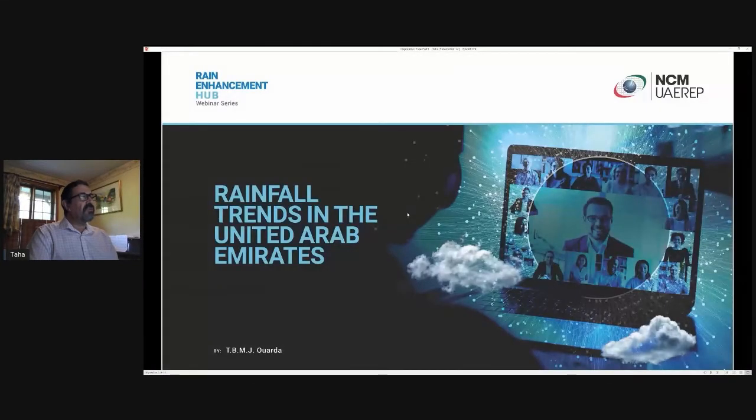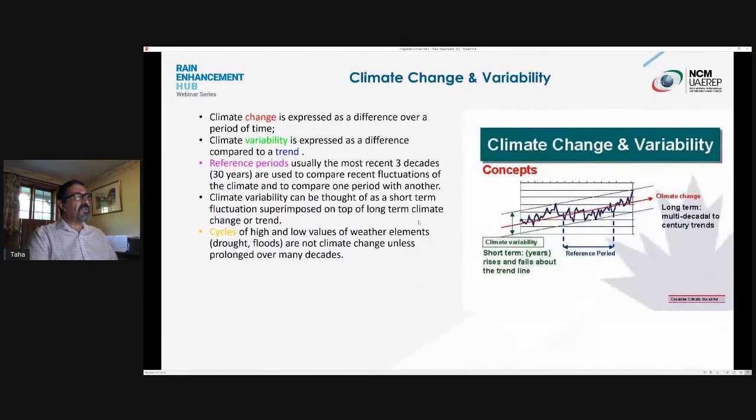I'm going to be talking about the rainfall evolution, basically the evolution of the rainfall regime in the UAE. Before I start, I want to make sure that we agree on certain definitions so that we speak the same language. We talk often about climate change and climate variability. I want to make sure we agree on the difference between the two.